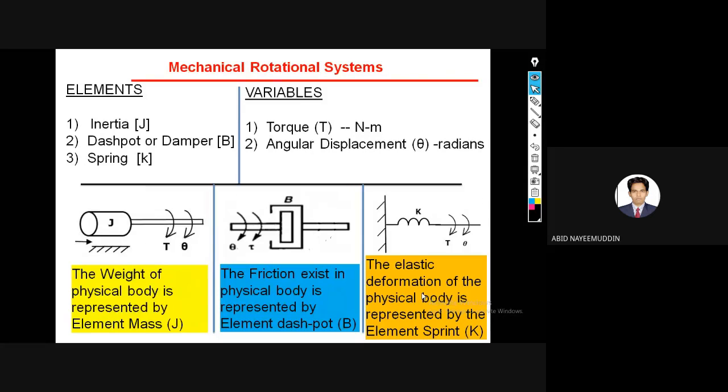Similarly, under mechanical rotational systems also, the elements are the same, that is J, B, K. Only the notations change. For mass it is J, for force it is termed as torque, and for displacement X it is theta.